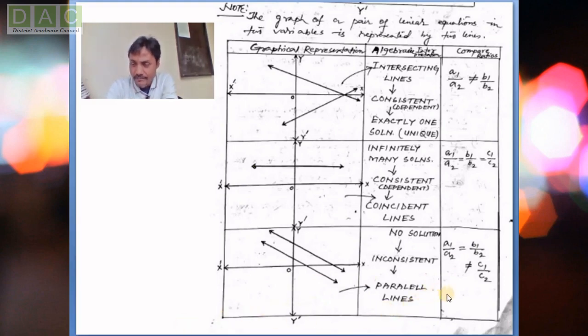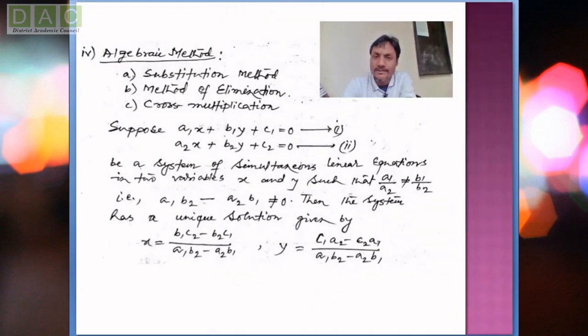And for these compared ratios, when you do the practical solution of the linear equations, it will be more beneficial for you. The fourth topic, algebraic method. The first one, substitution method. The second one, method of elimination. The third one, cross multiplication method. These are more appropriate when we do the practical solution of the equations. In that case we will understand what is the substitution method, what is the method of elimination, what is the cross multiplication method.